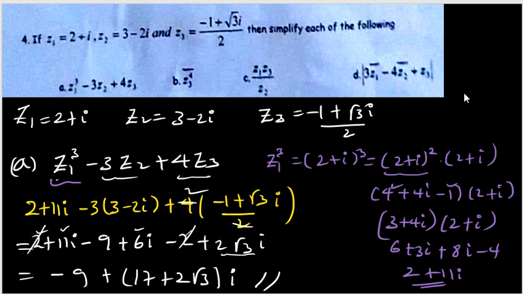So the rest of the questions also will be done in that pattern. The next one, for example, if you see B, it says Z3 to the power of 4, the whole conjugate. So what to do? You're going to multiply the Z3 4 times, and then you are going to take the conjugate of it. So the same pattern will continue.